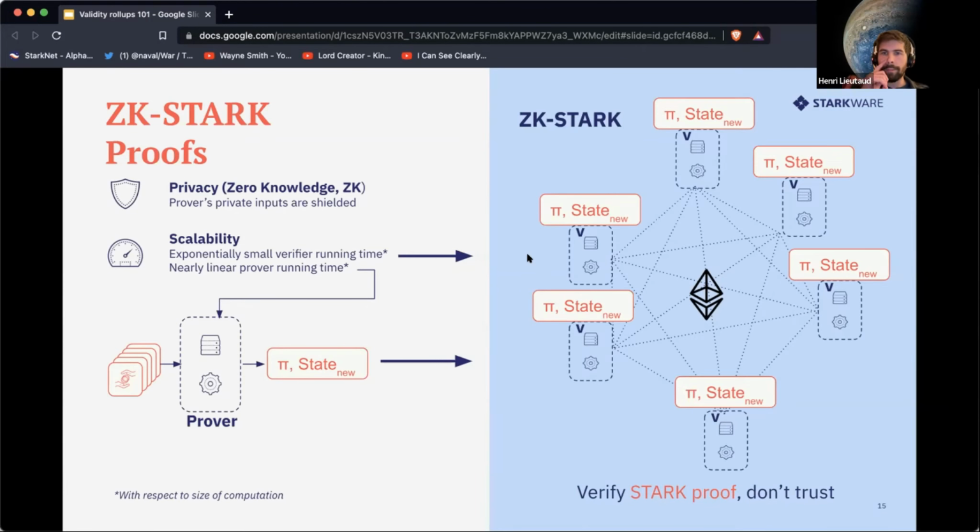And is there MEV in StarkNet? You know, there's a bunch of cool questions here. I'm just going to take note of them because I want to get back to them later on.